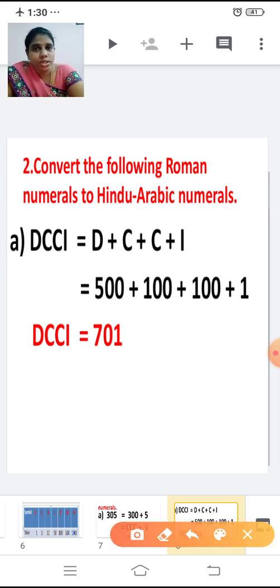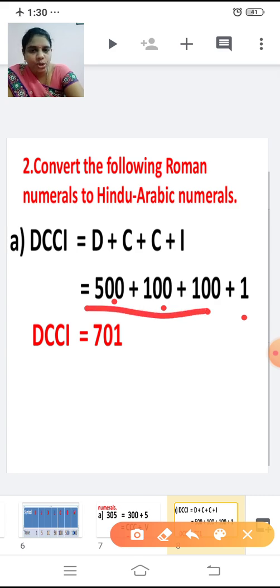If we have two or more symbols, we can add them. So D plus C plus I. Value of D is 500. Value of C is 100. And value of C again is 100. And I is 1. So I'll add all together. The answer is 701.